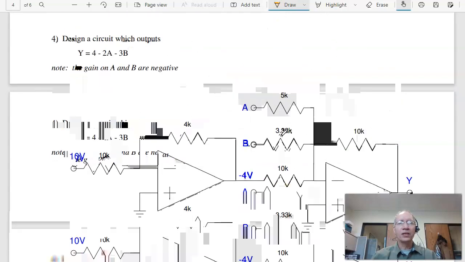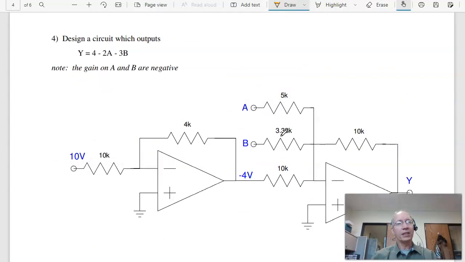Problem 4. Design a circuit where the gain is 4 minus 2A minus 3B. Again, many ways to do that. Again, I'll assume I have a 10 volt input. So this gives me 10. This is the gain of minus R1 over R2 minus 0.4. Gives you minus 4 volts. I'll now have Y is equal to negative 2A minus 3B minus 4.